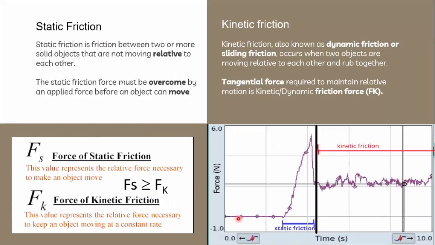Okay, now let's talk about static friction. It's the friction between two or more solid objects that are not moving relative to each other. This force of static friction Fs must be overcome by an applied force before an object can move.